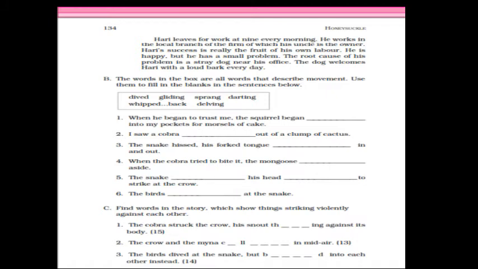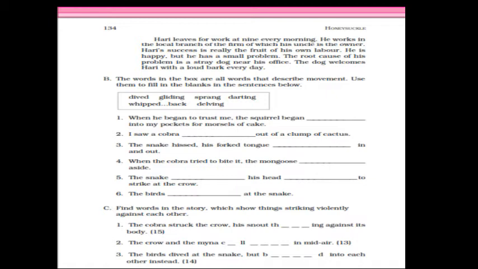So the first one is, when he began to trust me, the squirrel began delving into my pockets for a morsel of cake. Okay. So the squirrel began getting inside his pocket for a piece of cake. I saw a cobra gliding out of a clump of cactus. It's all verbs, children. Okay, delving, gliding, action words, correct?